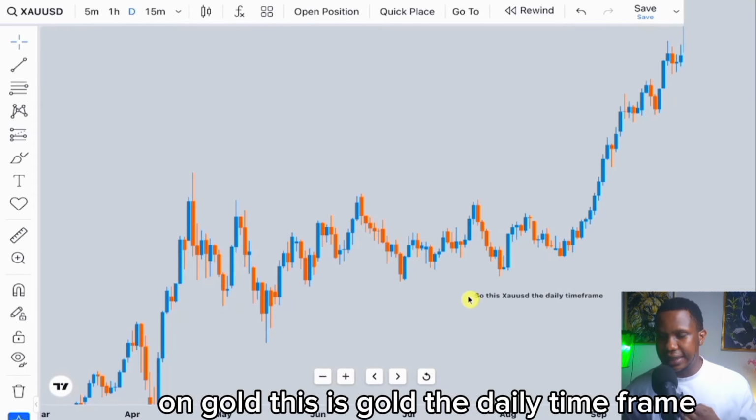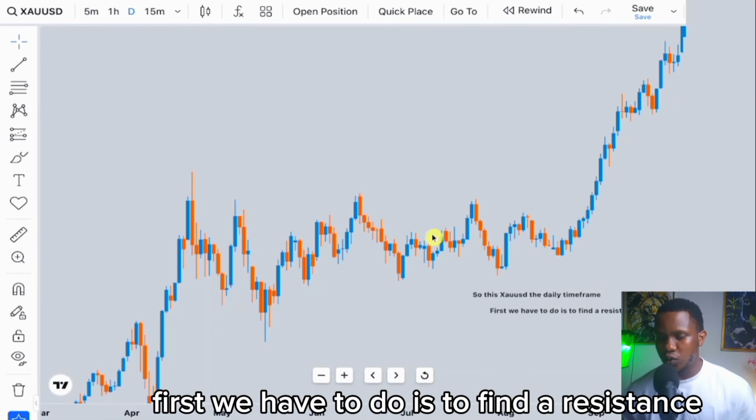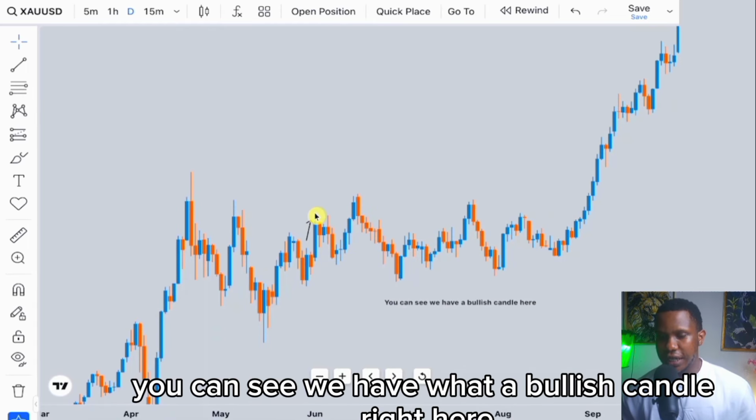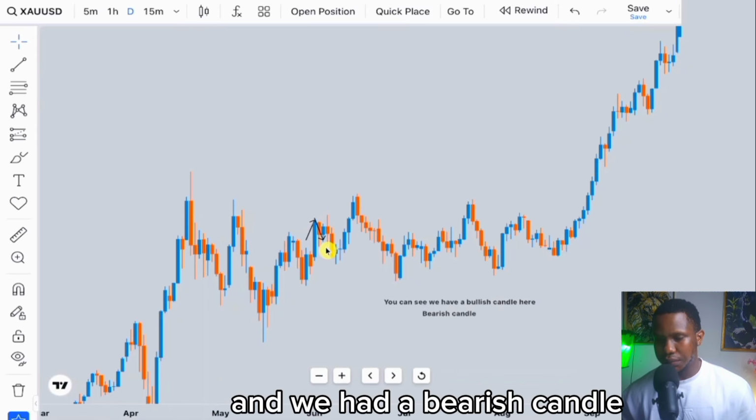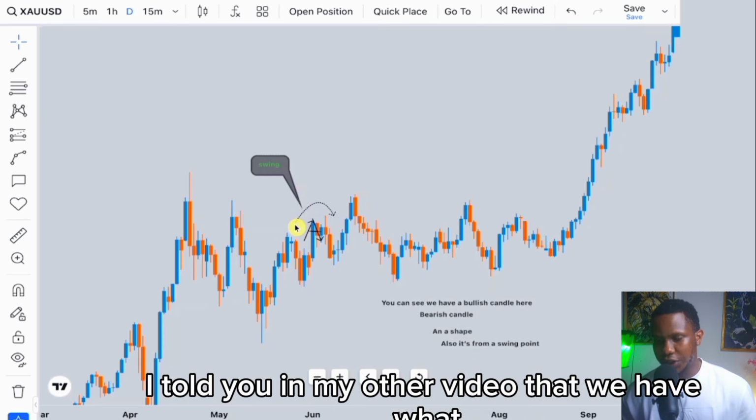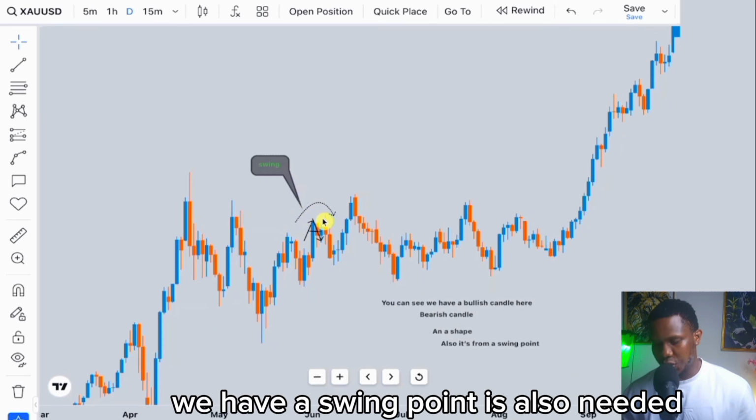This is gold, the daily time frame. First we have to find a resistance right here. You can see we have what? A bullish candle right here, and we had a bearish candle. And can you see, I told you in my other video that when we have a swing point, it's also needed.